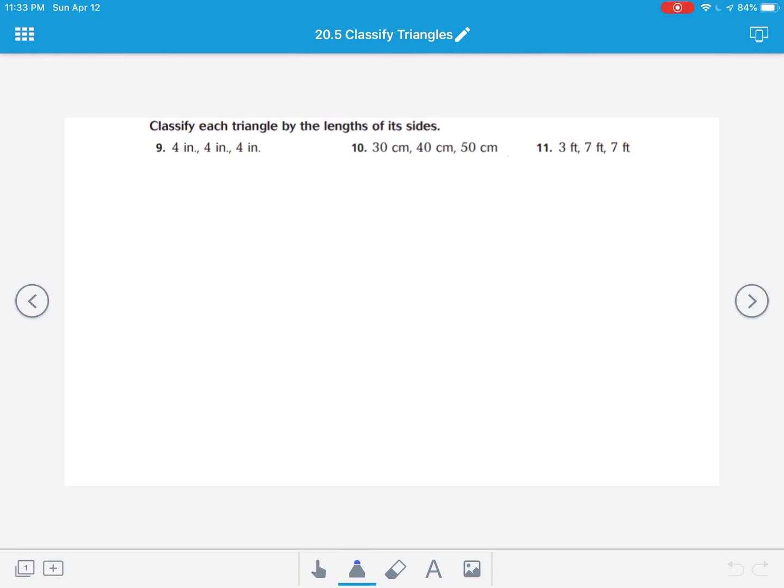All right, so now we are going to move on by looking at just the measurements of a triangle to see whether it's isosceles, scalene, or equilateral, just by looking at the measurements of its sides. So looking first at number 9, we have the measurements 4 inches, 4 inches, and 4 inches. So I see all of those are the same. That means that this is a what? It's equilateral. Equilateral means equal.